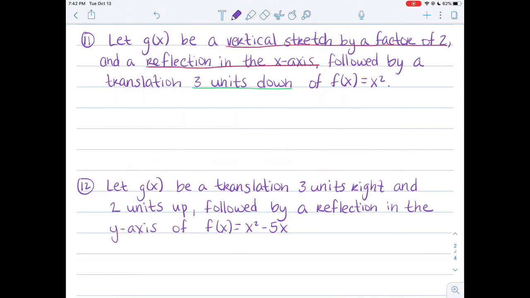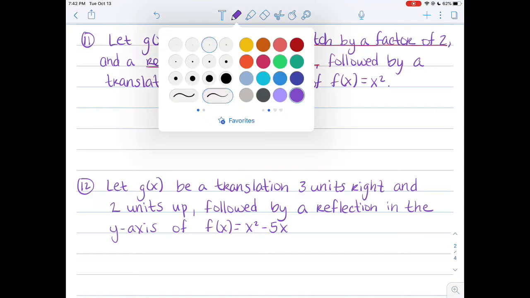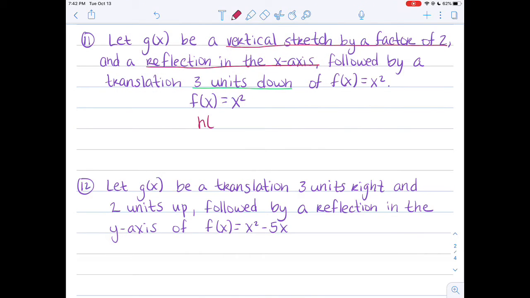So I'm going to rewrite the parent function down here just for reference. F of x is equal to x squared. The first thing that I want to do to this, and I'm going to call it h of x, h of x is going to be a vertical stretch by 2. So that means I'm going to put a 2 out in front of my x squared. But I also have a reflection in the x-axis, which kind of goes along with that 2. It just puts a negative sign on it. So h of x, after I've done those first 2 transformations, is negative 2x squared.